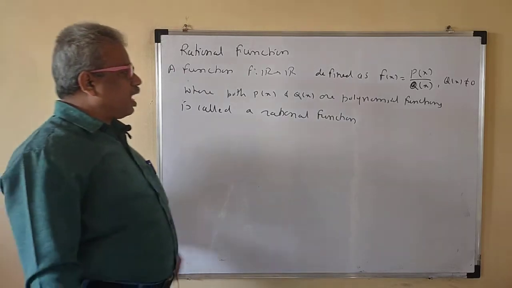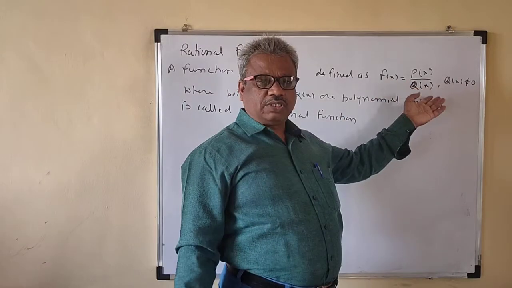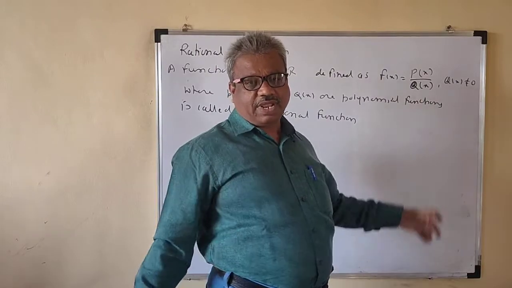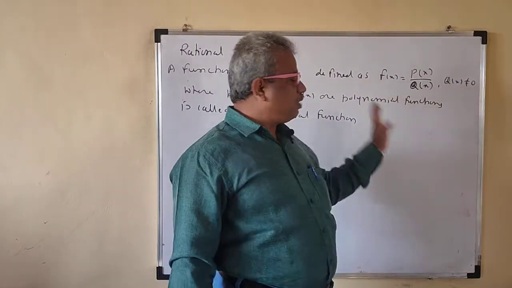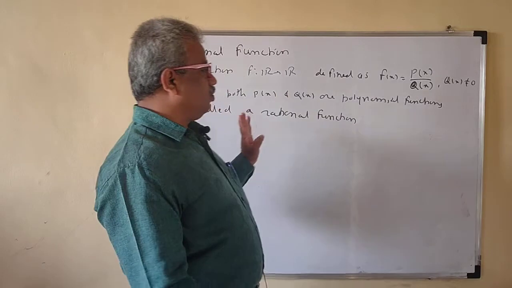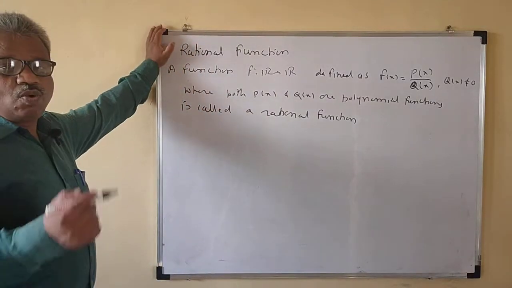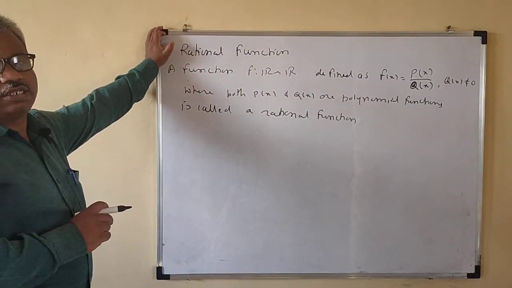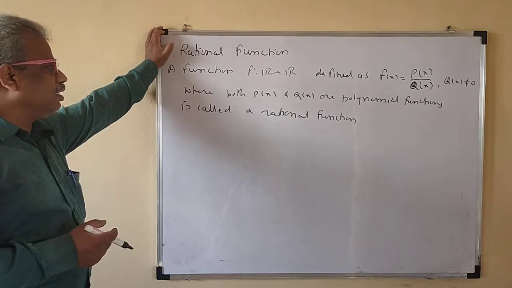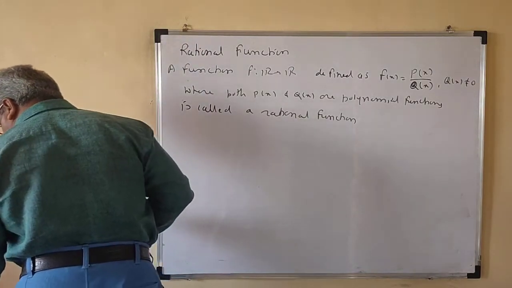So we know that this rational function is continuous everywhere except where the denominator is 0. So this is very important. The type of the function is very important. The rational function, we want to discuss the continuity of that rational function. So that we will see later on. So next function is what?